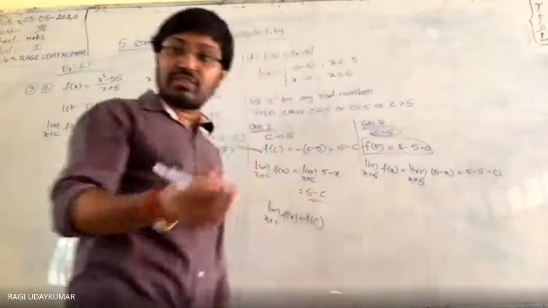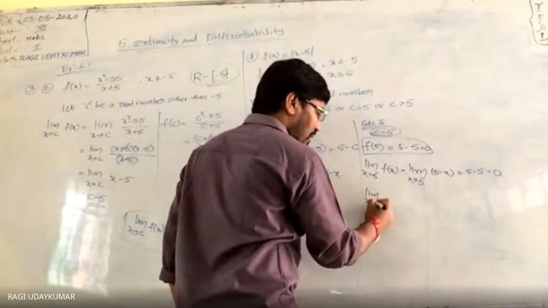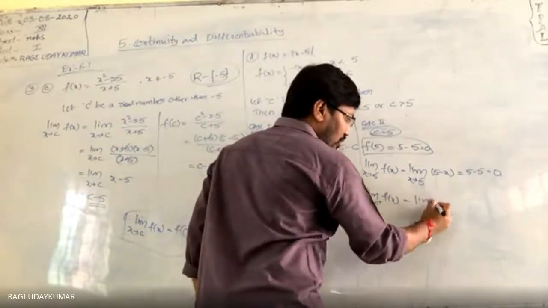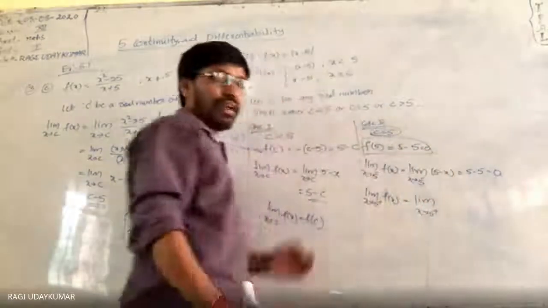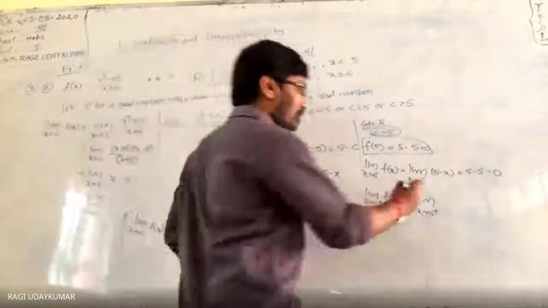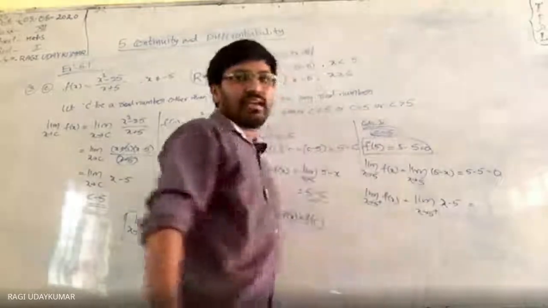So the left hand limit is 0, and in the same way limit x tends to 5 plus, if you take it, the function is going to change. Not 5 minus x; you write x minus 5, for values more than 5. So this function is to be written. But in both cases, you substitute 5 in the place of x.